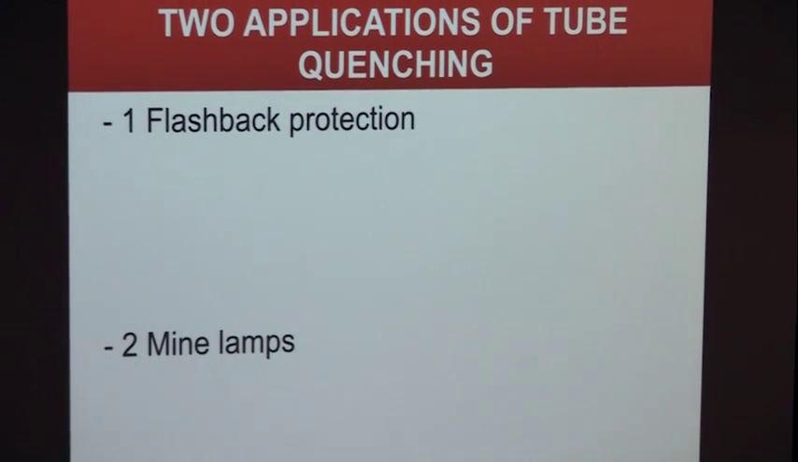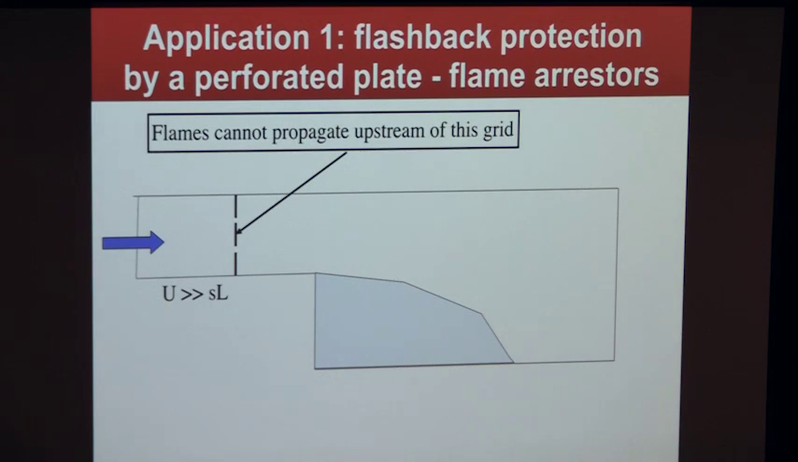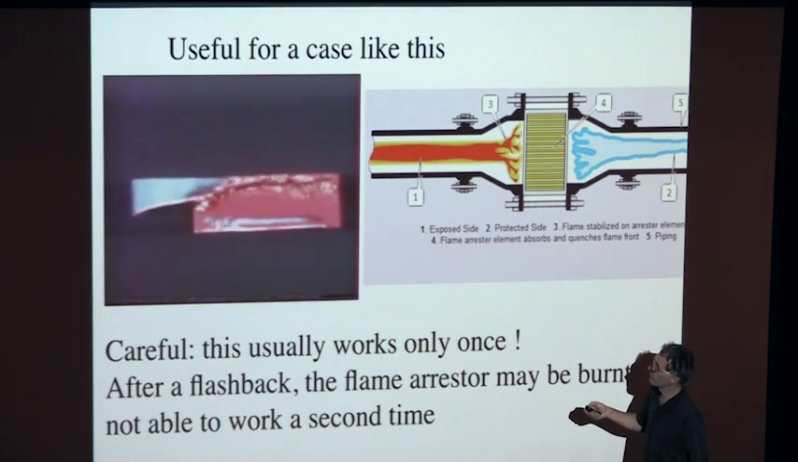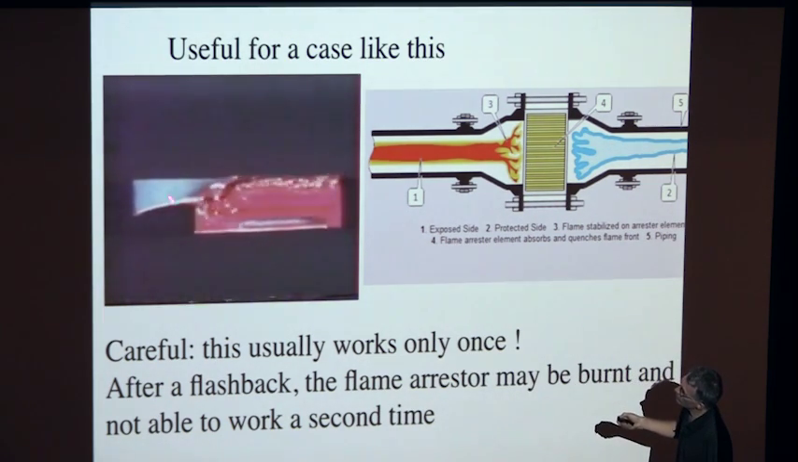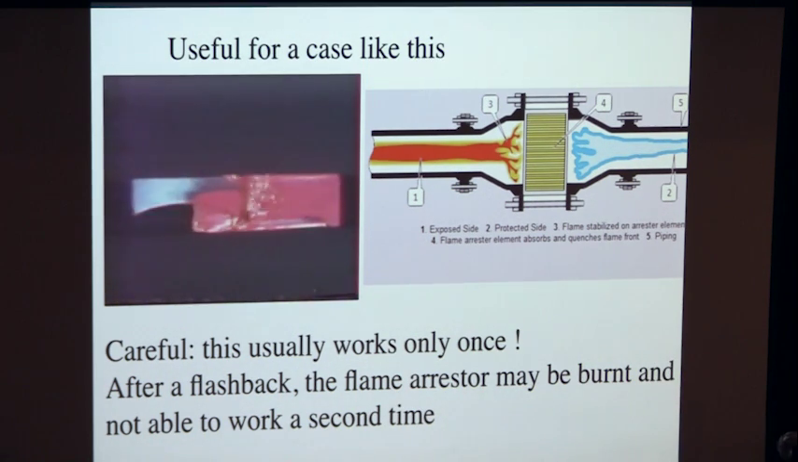So why do we care? Well, there are 2 big applications for that. The first one is flashback protection, and the second one is mine lamps. So flashback protection is important for you if you do an experiment with premixed gases. If you here have premixed gases, and here you have a combustion chamber, the flame can flash back. I've shown you pictures. And one way to avoid that is to put here a grid with holes, and the holes should be less than the quenching radius. So this way, when the flame arrives there, it will stop. So for example, for that movie that you've seen before, if there had been a grid like this here, the flame would have stopped. And some companies actually market this flame arrestor system. You have a plot on the right side.